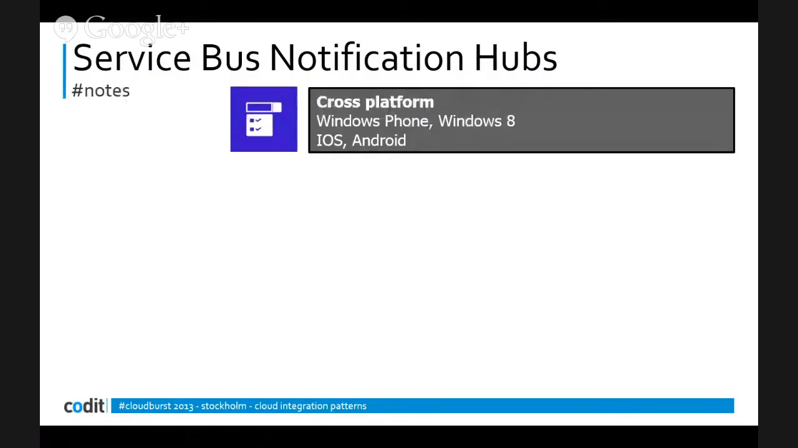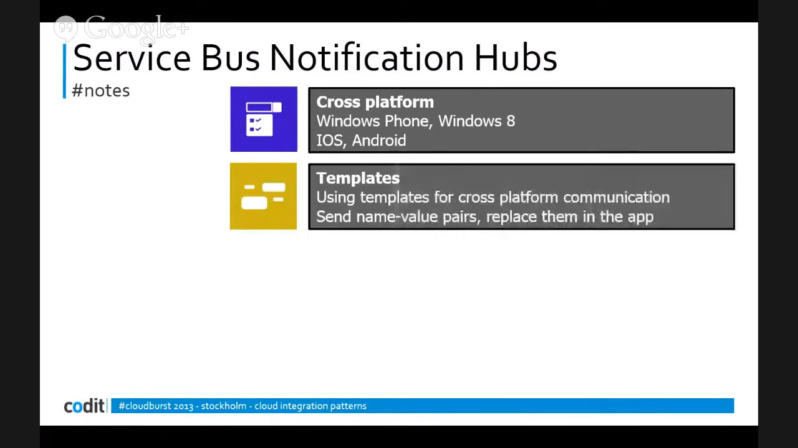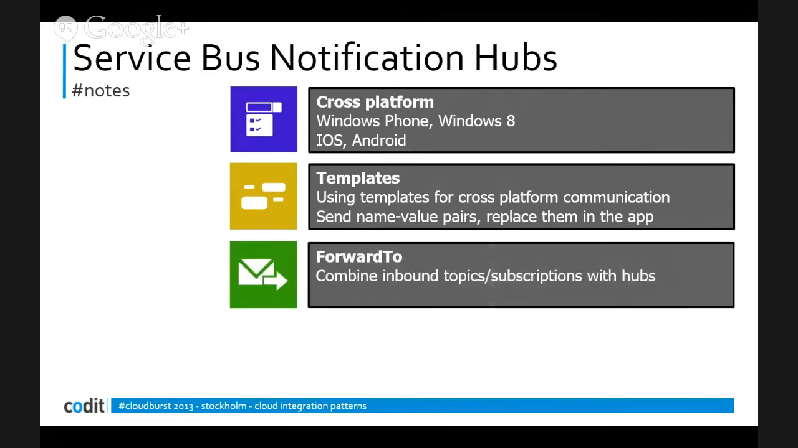It's cross-platform locally, using the different notification systems, because Google is different from iOS, which is different from Windows. Templates are really nice, so you can send just the name value pairs, the real data that is interesting. And in your client application, I decided now to use an image in combination with a text. If someone else wants to use something different, they just apply the name value pairs to their UI.